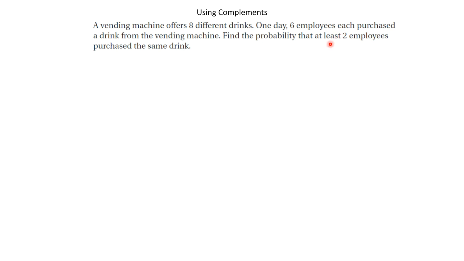But what if at least 2 people didn't? What if it's not at least 2? How many people would have purchased the same drink then? You might think 1, but that doesn't make sense. One person can't purchase the same drink as... there's nothing there because there's only one person. So if at least 2 don't purchase the same drink, that means that nobody purchased the same drink. So that would be the complement. Everybody got different drinks. So this probability we're looking for is going to be 1 minus the probability that everyone got different drinks. And finding what everyone got different drinks, we can set that up.